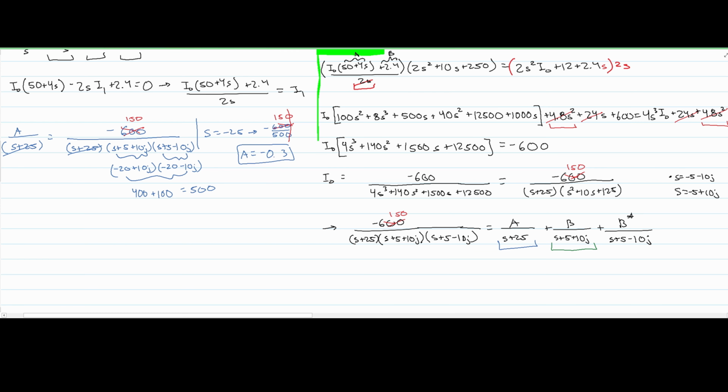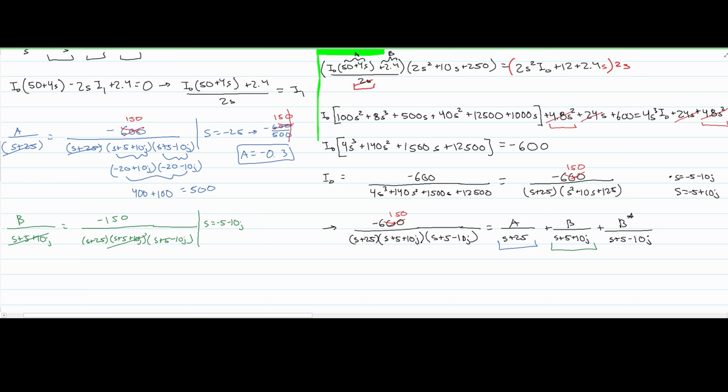So for our b, we're going to have b, and this is divided by s plus 5 plus 10j. And this is equal to our negative 150, which I corrected, divided by s plus 25, s plus 5 plus 10j, and then we have s plus 5 minus 10j. Inside of here, we can cancel these two out, and then, since that's what we were canceling out, we are going to use that to solve. So we're going to have that our s is equal to negative 5 minus 10j, so the opposite.